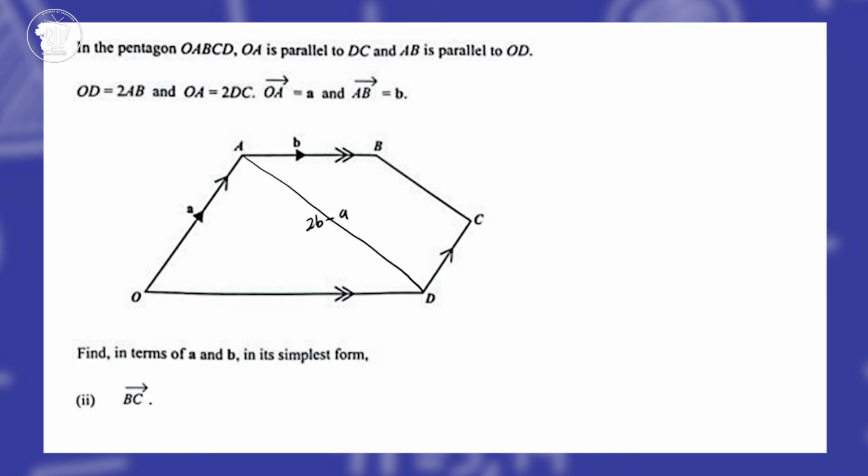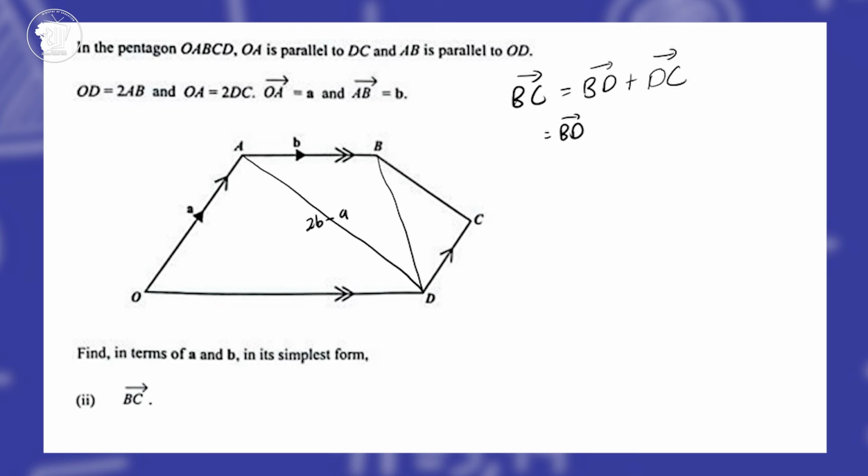So let's see, they want to find, in terms of A and B in its simplest form, BC. So we want to find the vector BC. So we move from B and we go into C. In order to move from B to C, we can move from B to D and then from D to C. So we can say the vector BC is equal to B to D plus D to C. So do we know the vector BD? We don't know the vector BD.